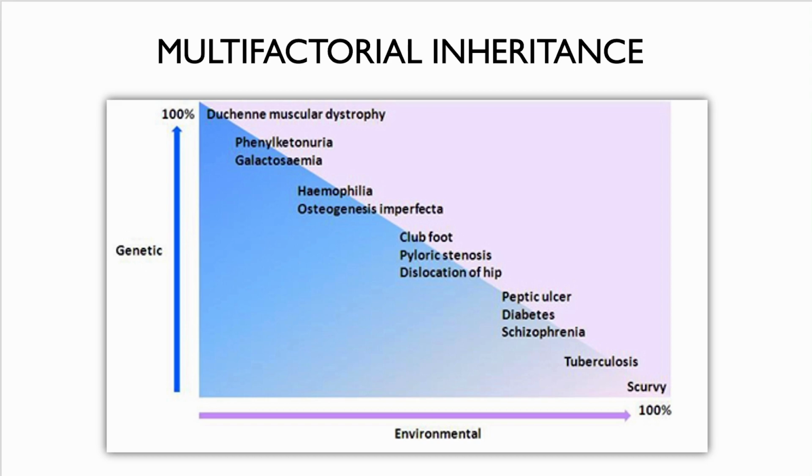So we say that people have a genetic predisposition when they inherit several genes. That's why this is sometimes called polygenic inheritance, complex inheritance.